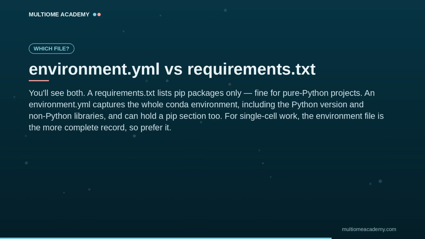A requirements.txt lists pip packages only, which is fine for pure Python projects. An environment.yaml captures the whole conda environment, including the Python version and the non-Python libraries, and it can hold a pip section too. For single-cell work, the environment file is the more complete record, so prefer it.